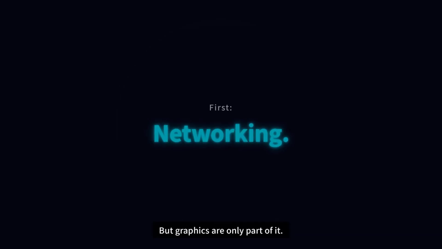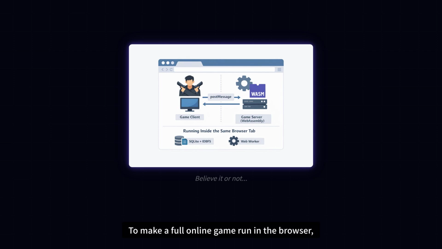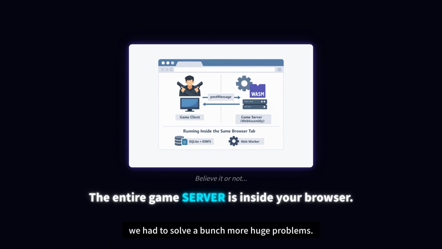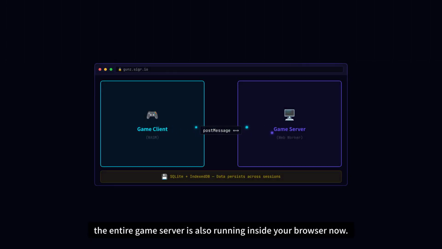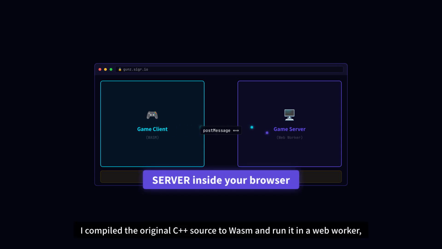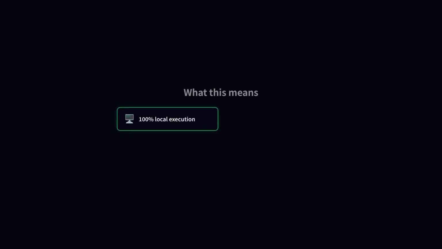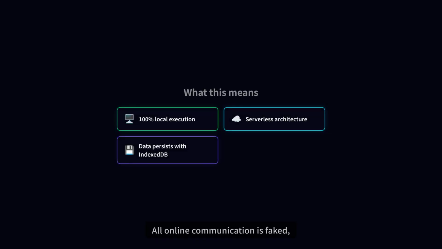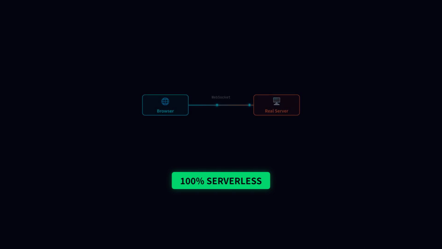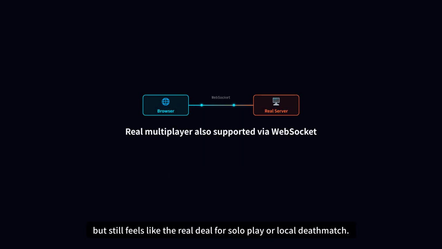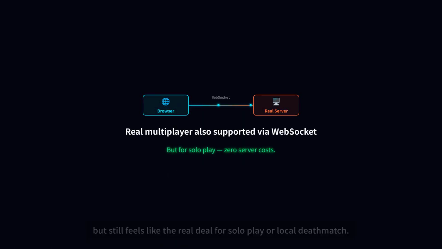But graphics are only part of it. To make a full online game run in the browser, we had to solve a bunch more huge problems. First, networking. Believe it or not, the entire game server is also running inside your browser now. I compiled the original C++ source to WASM and run it in a web worker, basically a background thread. All online communication is faked with in-browser message passing, so it's a completely serverless online game, 100% local, but still feels like the real deal for solo play or local deathmatch.